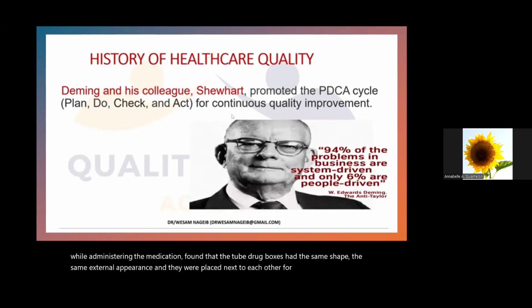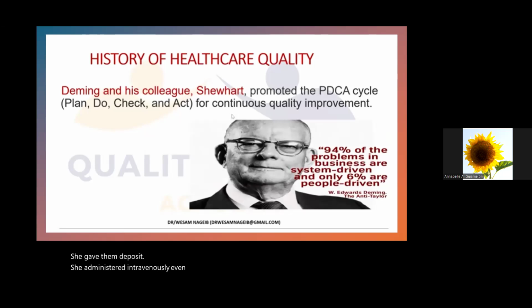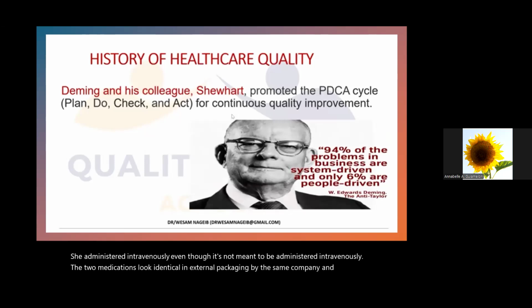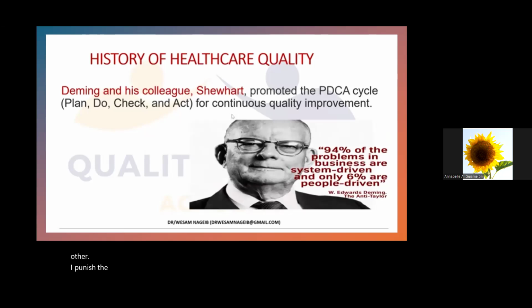For instance, Depovit and dexamethasone. The nurse was supposed to give the patient dexamethasone, but by mistake, she gave them Depovit. She administered it intravenously, even though it's not meant to be administered intravenously. The two medications look identical in external packaging by the same company, and they were placed next to each other because they both start with the letter B and are very close to each other. I punished the nurse, but the fault is in the system.